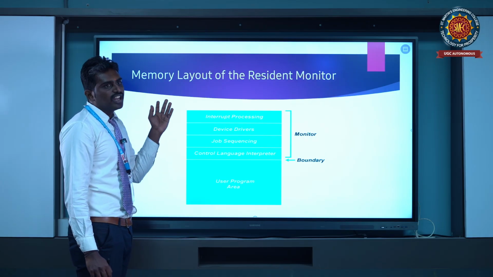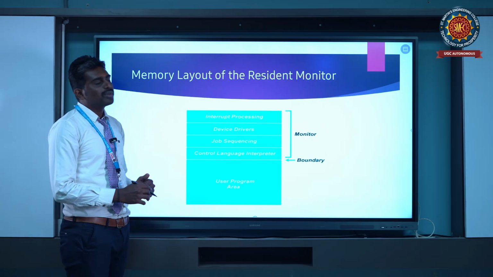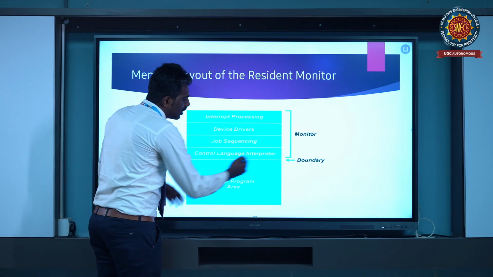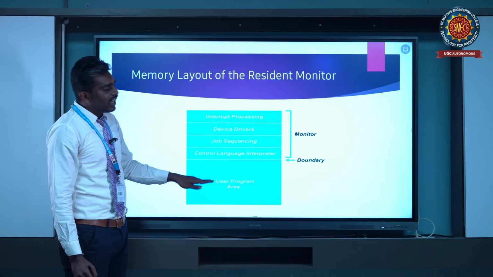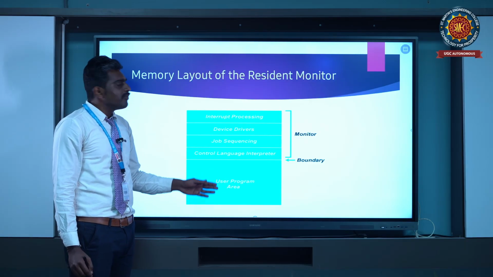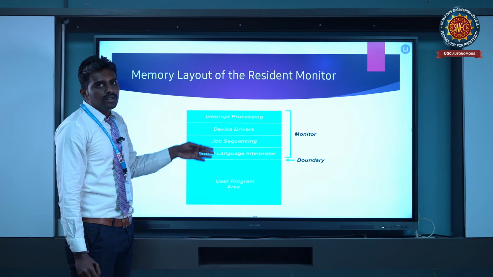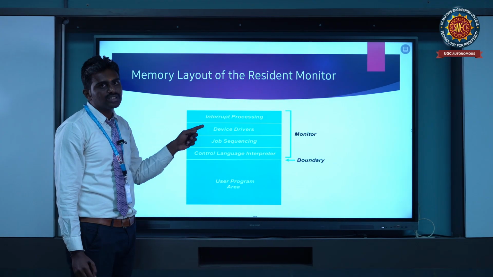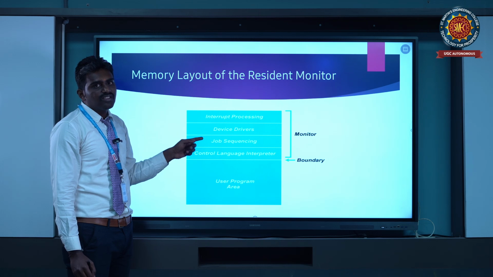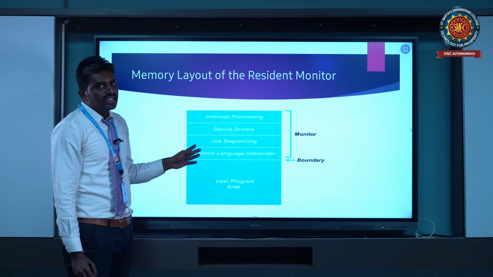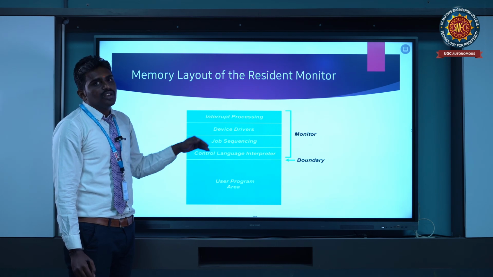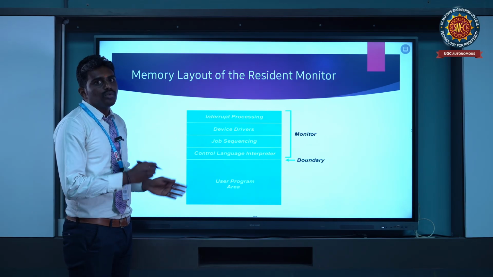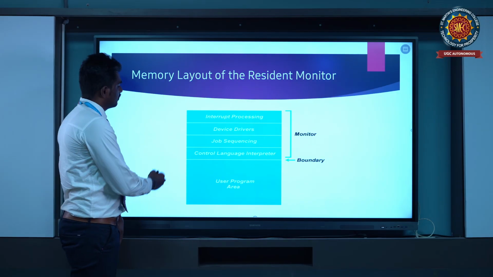One resident monitor is available in the batch operating system. It is segmented into 2 categories. This is the boundary line. Below the boundary line is called the user program area, and the upper layer has 4 different categories. The first one is the interrupt processor, the second one is the device driver, the third one is the job sequence, and the fourth is the control language interpreter. So these are the upper-level monitor sections working in the batch operating system.